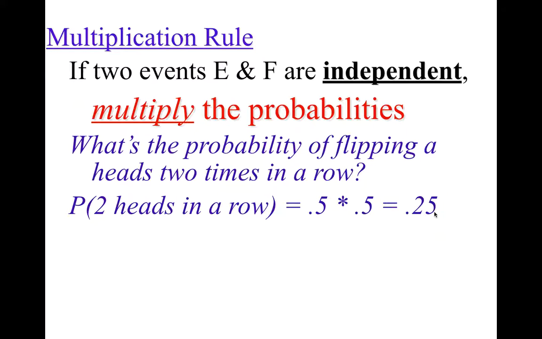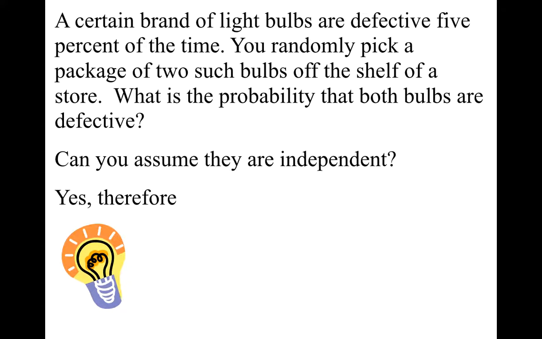Okay, basic review. This is what we've seen a couple days ago. One more example of this before I show you the new stuff. A certain brand of light bulbs are defective 5% of the time. You randomly pick a package of two such bulbs off the shelf of a store. What's the probability that both bulbs are defective? Can we assume they are independent? Yes, we can. Picking one bulb does not affect the probability of picking another one being defective. They're independent of each other.